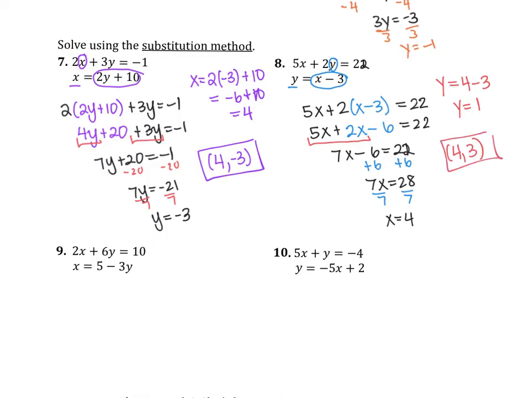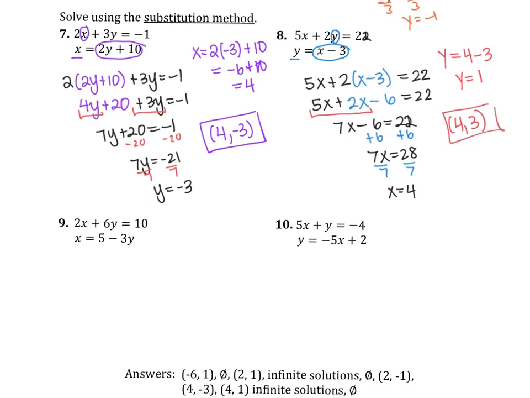Okay, 2 more substitutions, and then we've covered the chapter. Okay, substitution, I want x equals or y equals. So I see that x equals 5 minus 3y, so I'm going to plug it in for x in the other equation. Let me bring over the plus 6y equals 10. Let's distribute. 2 times 5 is 10. 2 times negative 3y is negative 6y, plus 6y equals 10.